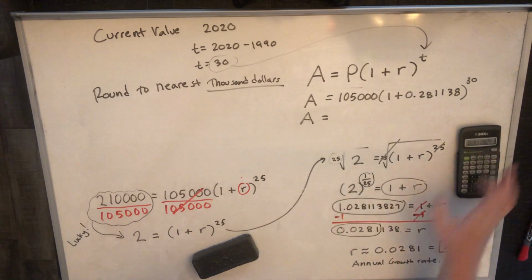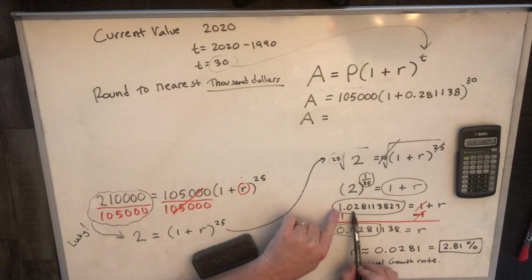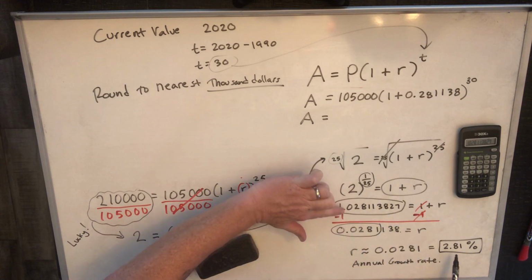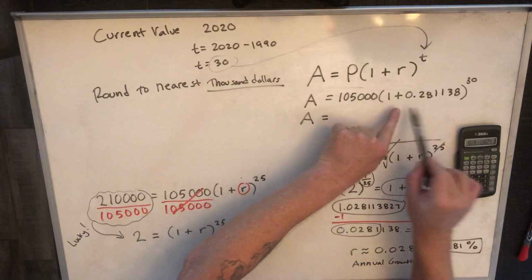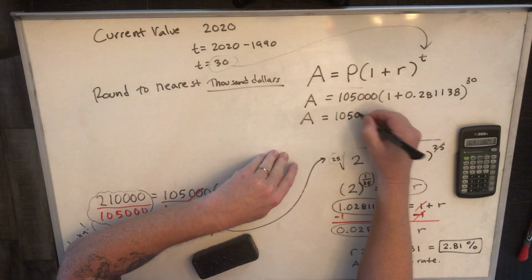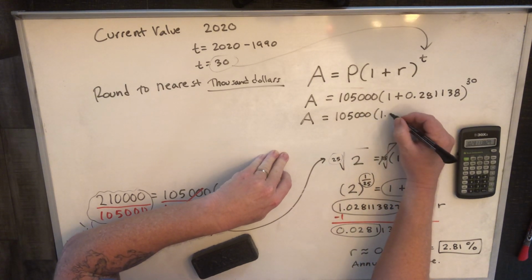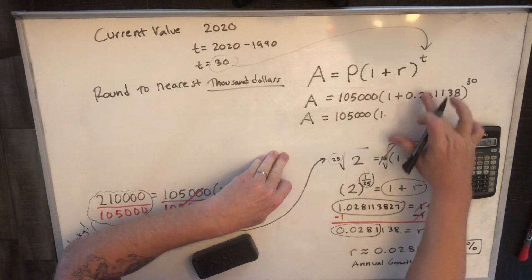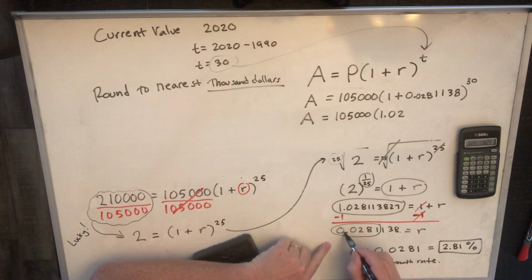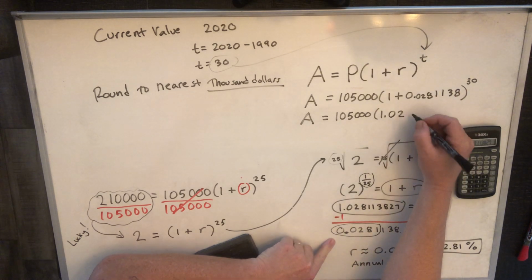So it might behoove you to just keep your decimal as 1.028113827. Just ignore the 1 when you're answering the question, but then make sure when you actually use it, you keep it as 1.0, or excuse me, 1.02. I almost screwed that up. See? 1.02. Make sure you have your decimal in the right place.